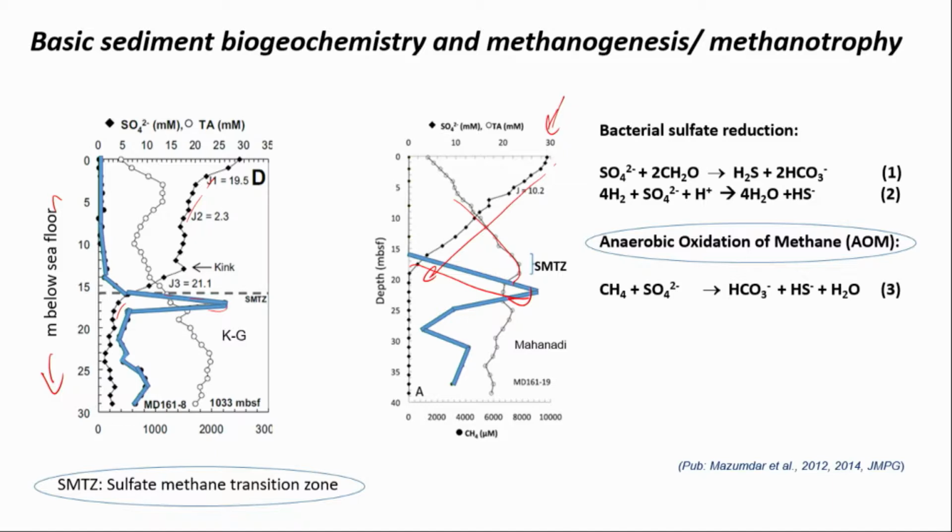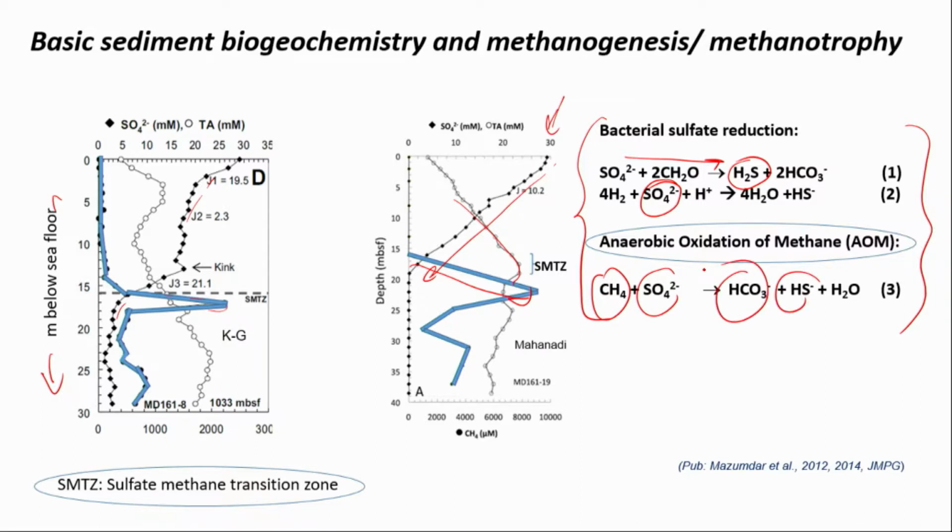All these basic biogeochemical processes, which are microbially driven or enzymatically driven, can be represented by simple equations which show how the sulfate concentration changes and hydrogen sulfide is produced, how the sulfate concentration drops, and how the sulfate and methane react, producing hydrogen sulfide and bicarbonates. Now, where the sulfate concentration and the methane concentration intersect, we call it the sulfate methane transition zone. In my next module, you will learn more about the sulfate methane transition zone and what kind of processes happen there.